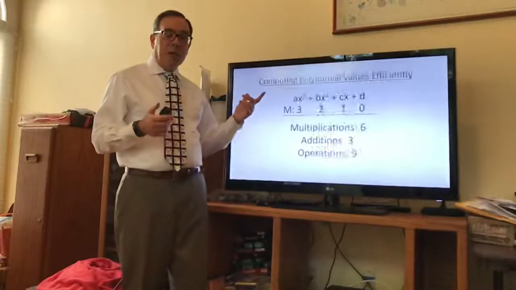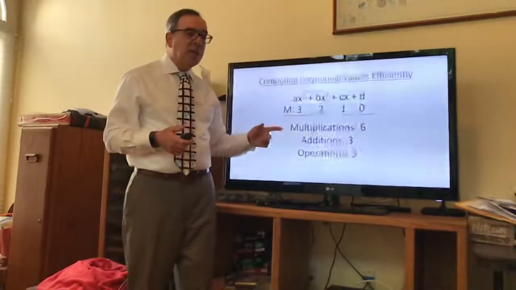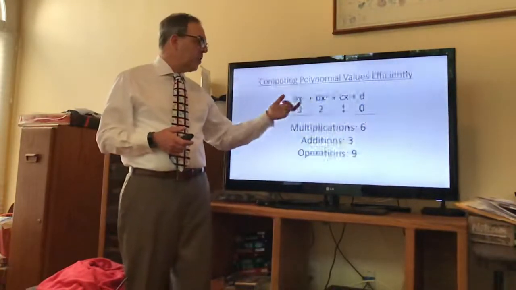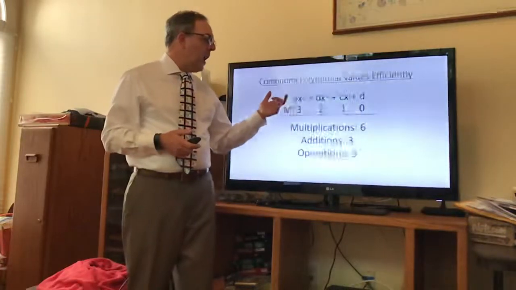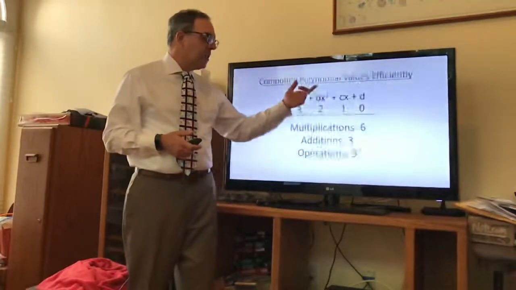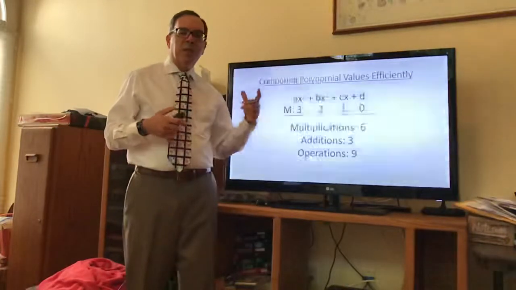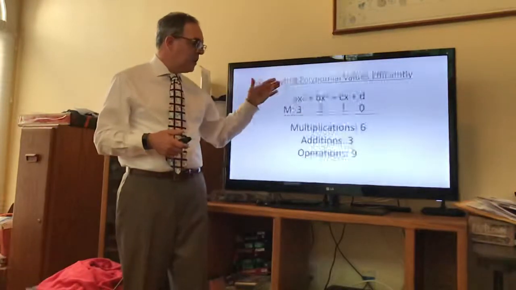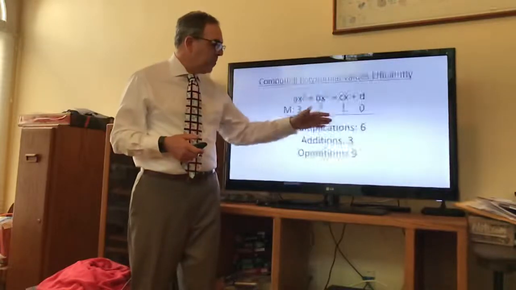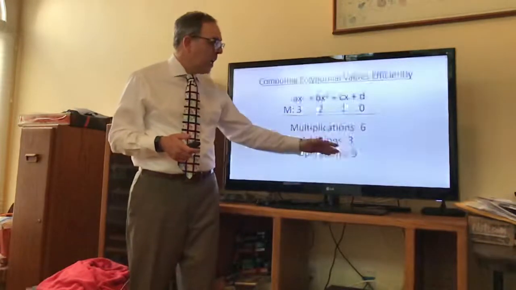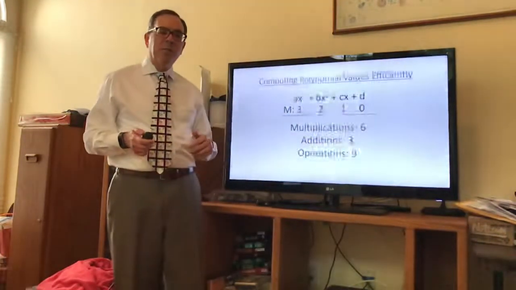The number of additions we can see right away. 1, 2, 3 plus signs, 3 additions. We're adding the cubic term to the squared term. We're adding that result to the linear term, and then that result to the constant term. And I know for strict addition and strict multiplication, the order doesn't matter, but this counts how many that we have. So we've got 6 multiplications, 3 additions, a total of 9 operations for a cubic polynomial.